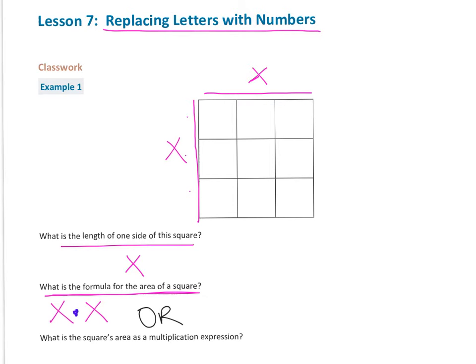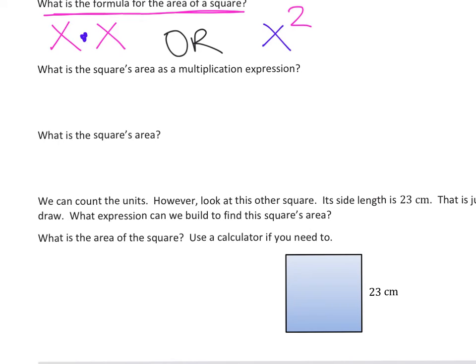another way we could say x times x is x squared. Same thing. But here where it asks us for a multiplication expression, we're going to say x times x. The square's area would be x times x, or x squared units. So we can count the units, so we could say it's 3. But let's take a look at this other square.